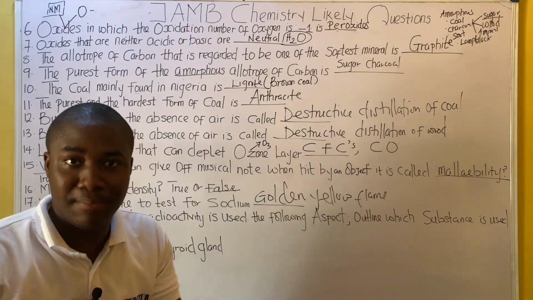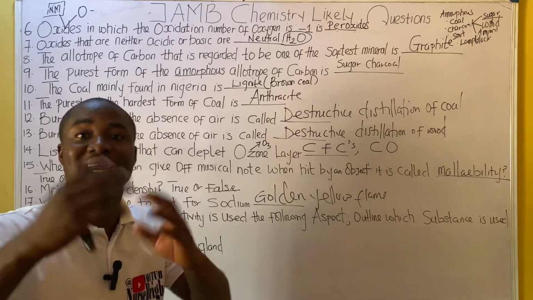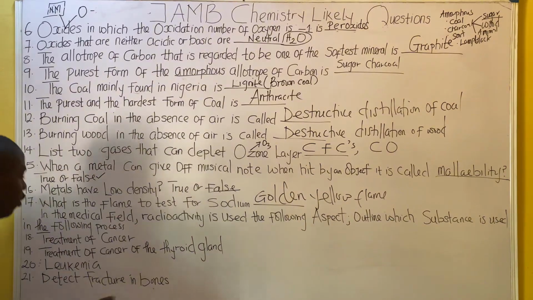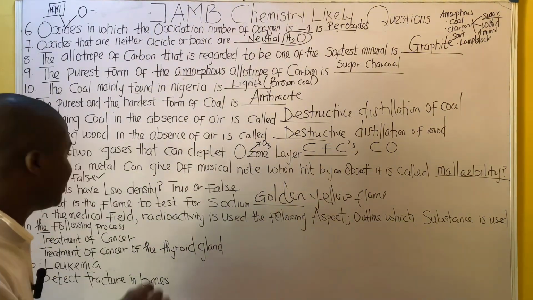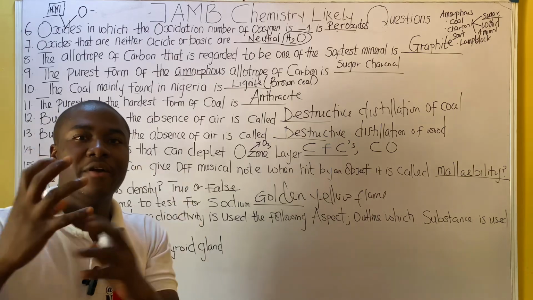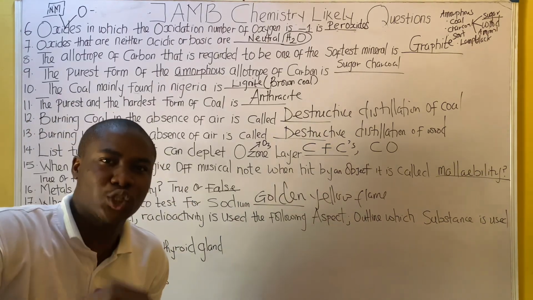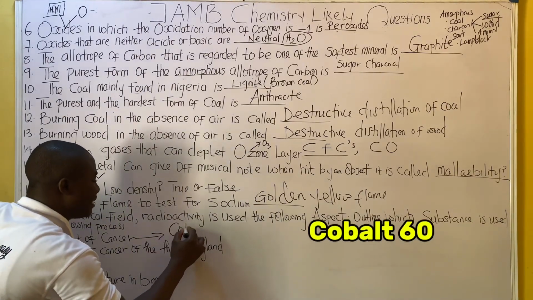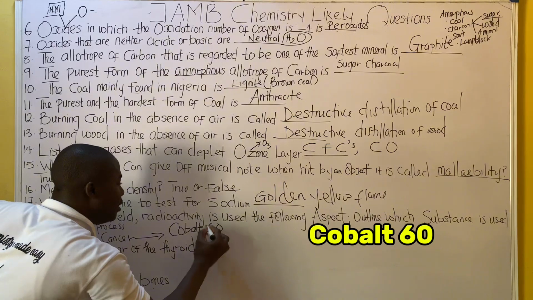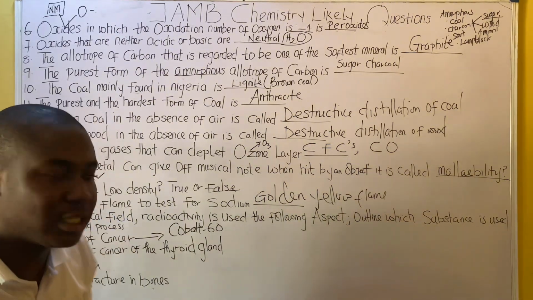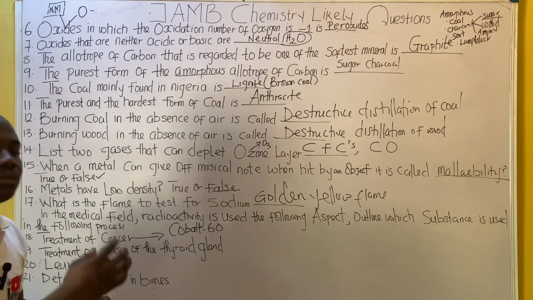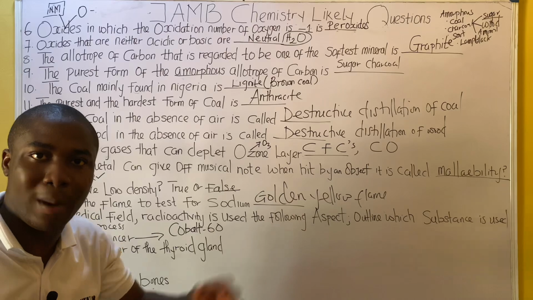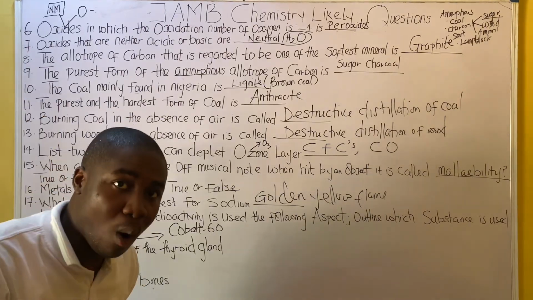You know, radioactivity is applied in medicine, in nursing, and in pharmacy as well. So outline which substance is used in the following processes. The first one is treatment of cancer. There is a very, very important isotope in chemistry that is used in the treatment of cancer, and that is called cobalt 60. Take note, it is very, very important. That's what they ask. They will bring out the process, and they want you to tell them the substance that is used in that process, and it is cobalt 60 in the treatment of cancer.